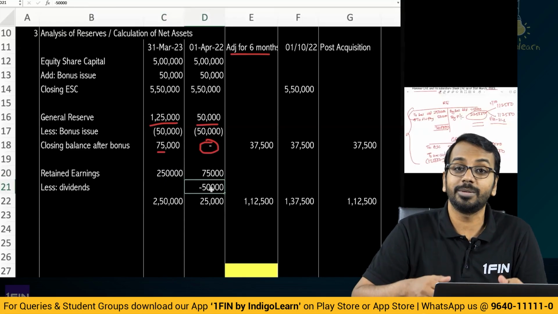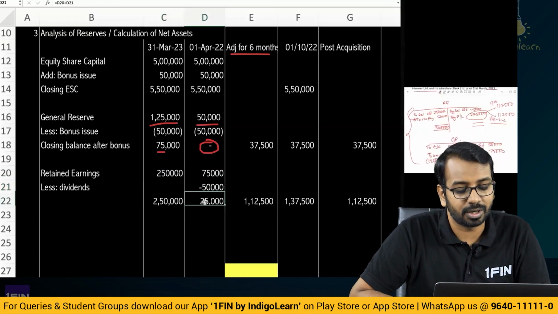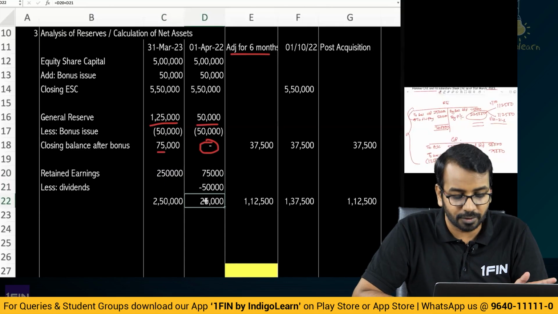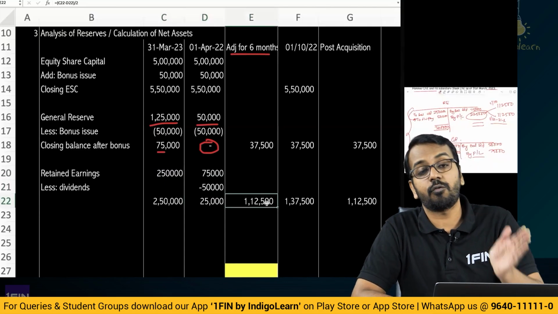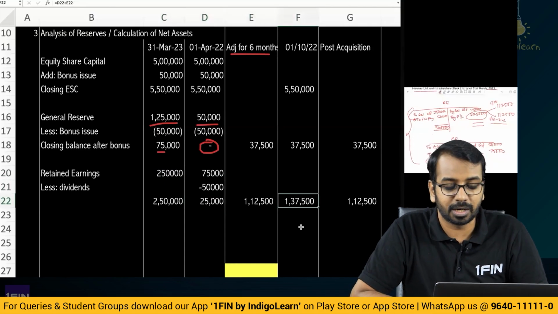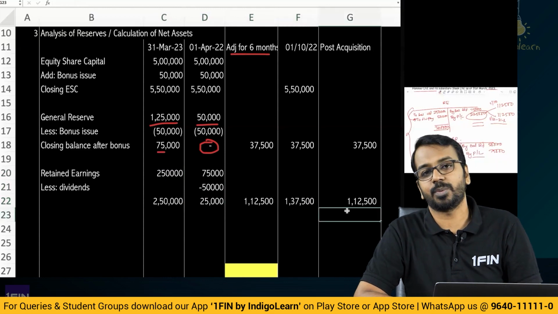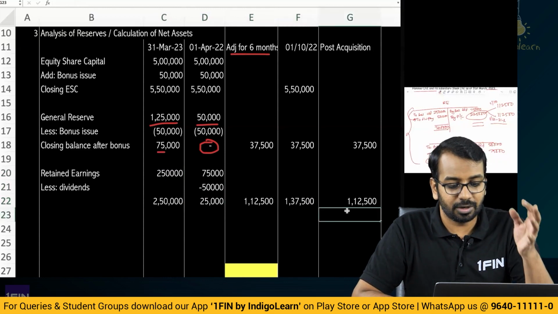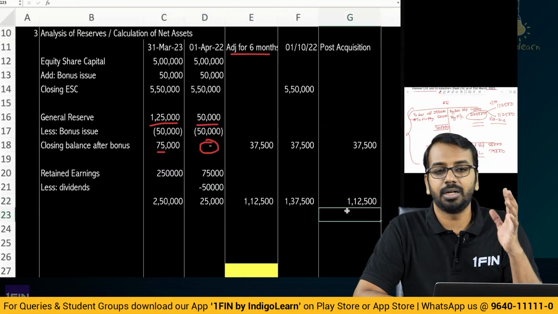How much of opening balance is left with us? That is only 25,000. Okay. So this 25,000 plus half of the profit earned during the year becomes my pre-acquisition and the balance becomes my post-acquisition. So we are done with equity share capital, general reserve, retained earnings.